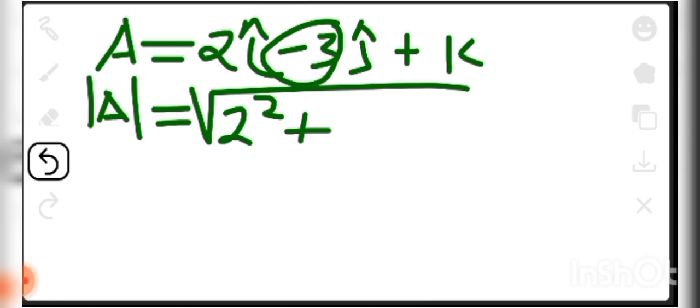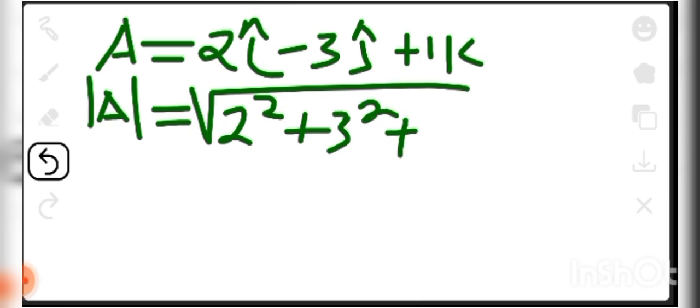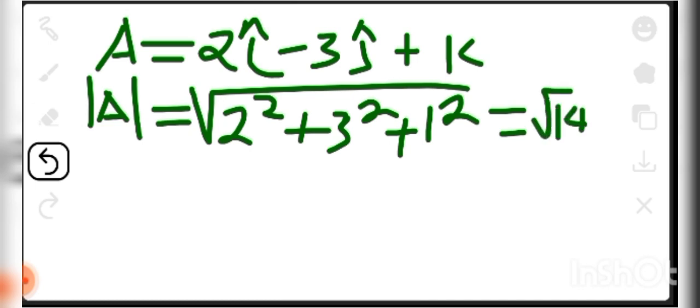Don't take the negative, because if you square negative 3, it will change to positive. So forget about the negative sign when you are doing magnitude. Just take the 3, you square it, plus coefficient of k is 1, so you square it. So this one is going to give me 9. This one is 4, 9, 1. So that's 14. So that will give me root 14. So the magnitude of A is root 14.